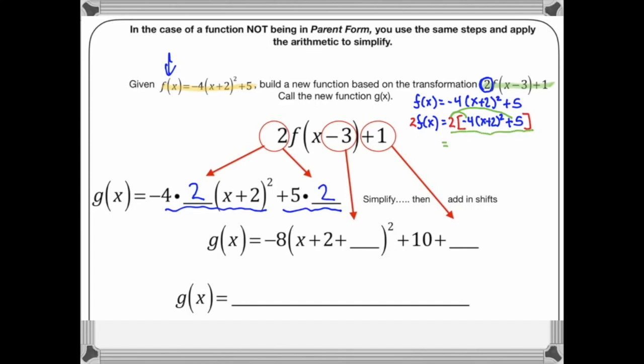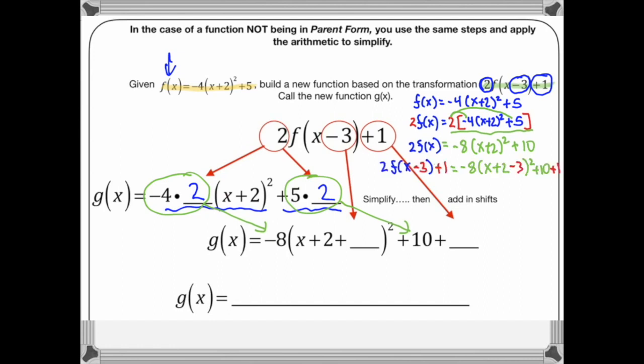And so that's going to give us 2 times -4, which is -8, x plus 2 squared, and 2 times 5 is 10. That is the same thing that we're doing right here, which ends up giving us this guy. Now it is going to be business as usual for the shifting. The shifting that we have to do is a -3 and a +1. And so when I write that all out, it's going to look like this.